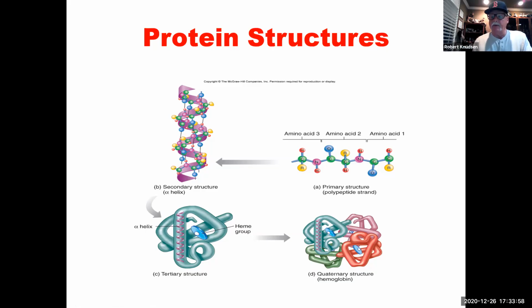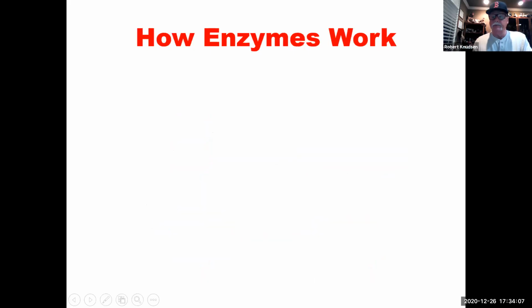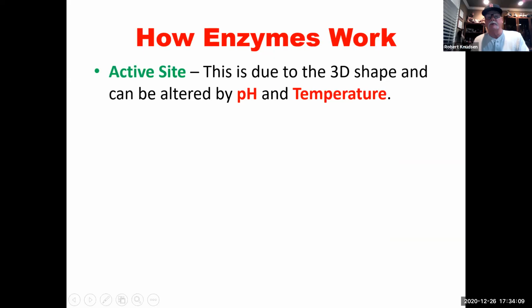And then it may or may not require two or more. So this would be 1, 2, 3, 4. So this would be hemoglobin. See how they put it down here? Because there's 4 of them. Pretty good? Okay. How do enzymes work?